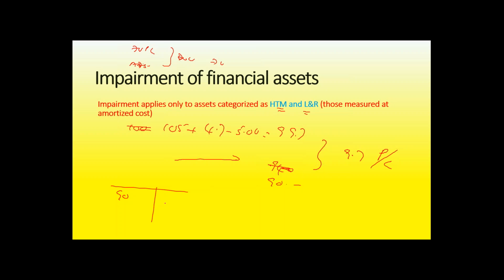So you have to immediately impair. And that will only happen to the two items, the HTM and the LNR, because the first one, number 1 and 4, no problem, because they are always at fair value. So immediately the gain or loss is reflected. So that's basically what is called impairment.